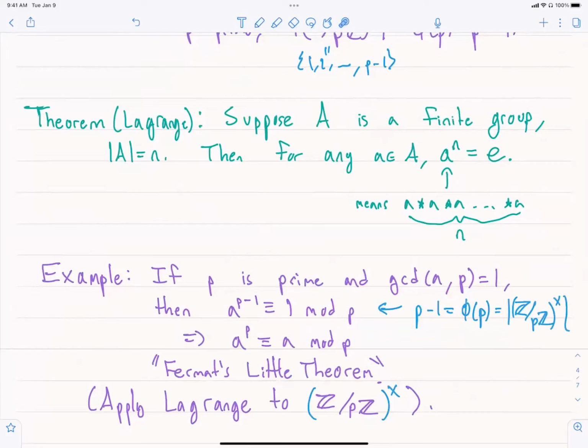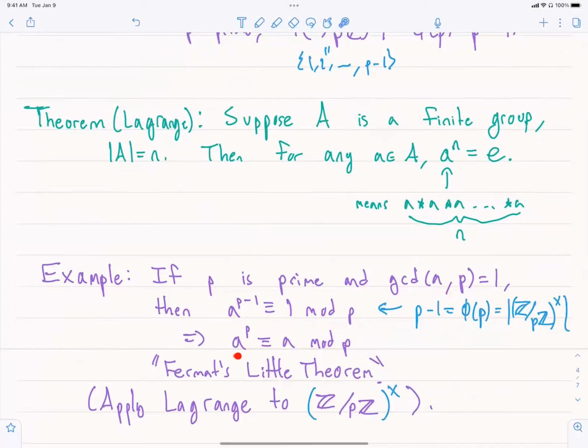So Lagrange's theorem tells me that in (Z/pZ)^×, if I raise any element to the p minus first power, I get 1. And if I think of that in terms of congruences, this is how you write that. Another way this often gets written is that a^p is congruent to a mod p. I get this equation just by multiplying the previous equation by a. Okay, good.